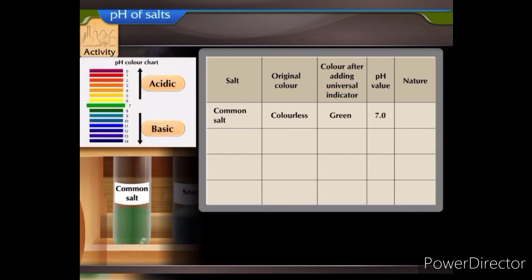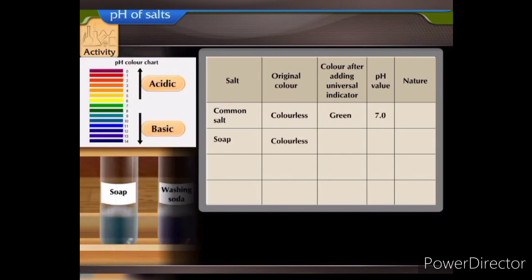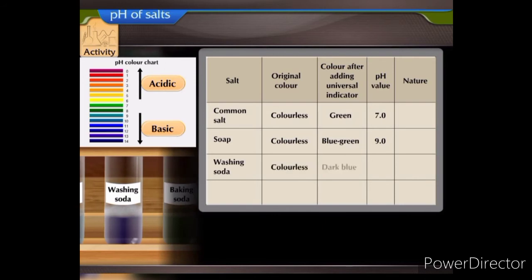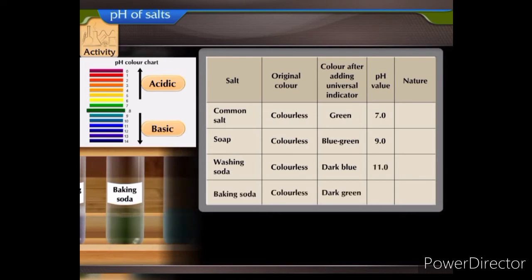The pH is 7.0. Soap solution turns blue-green in color. The pH is 9.0. Washing soda solution turns dark blue in color. The pH of the solution is 11.0. Baking soda solution turns dark green in color. The pH of the solution is 8.0.